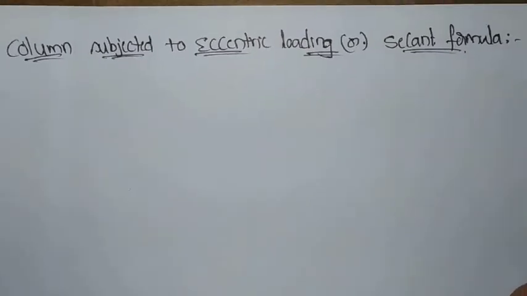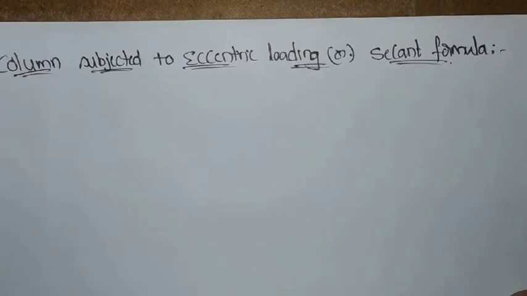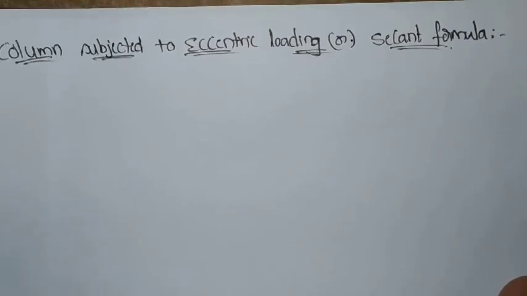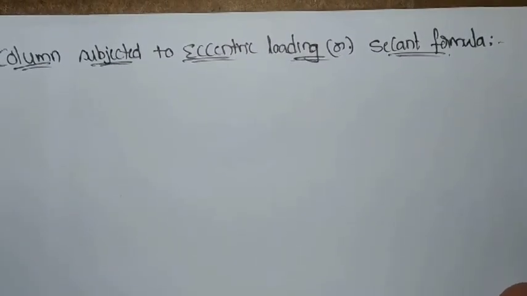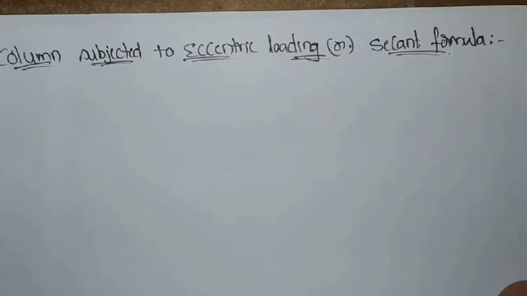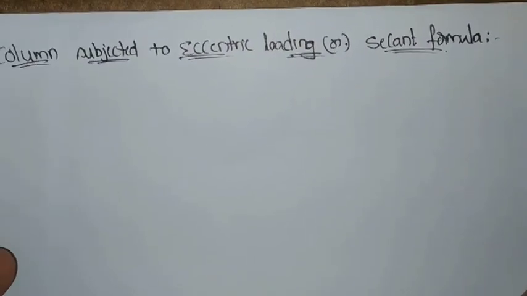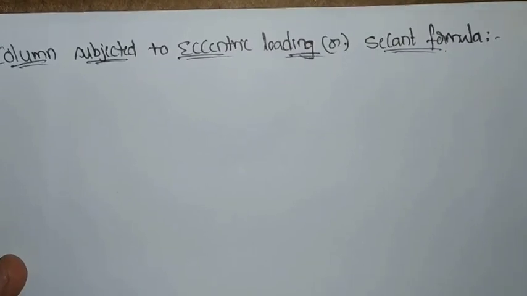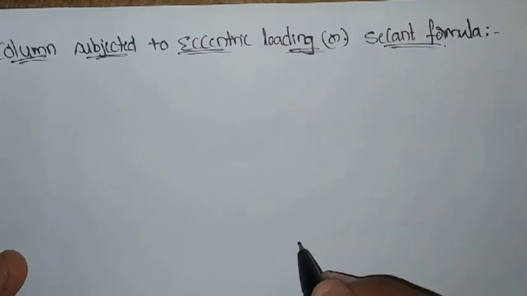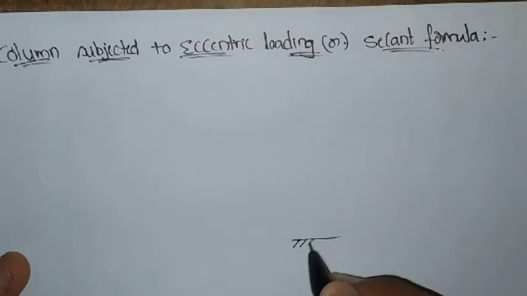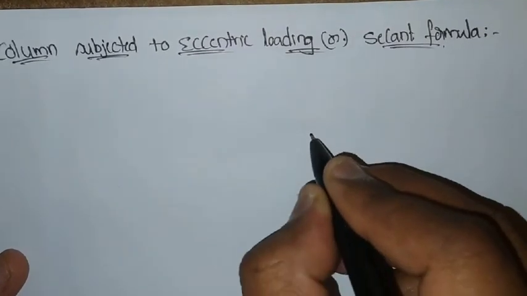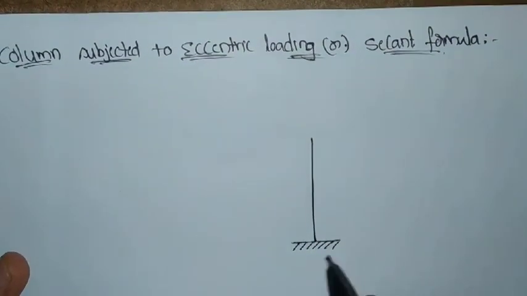If the column gets eccentric loading, then in the previous condition we saw columns with different end conditions, like one end hinged and the other end fixed. If the column gets an eccentricity of a distance e, how will it behave? That is what we will discuss in today's class. Normally for eccentricity also, we take one end fixed and the other end free section.